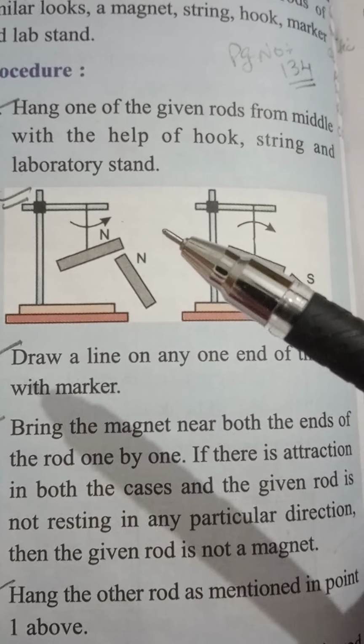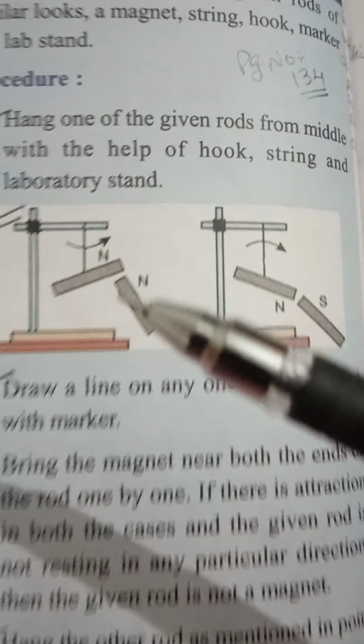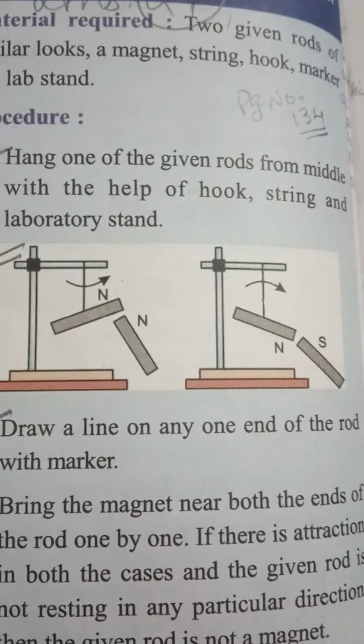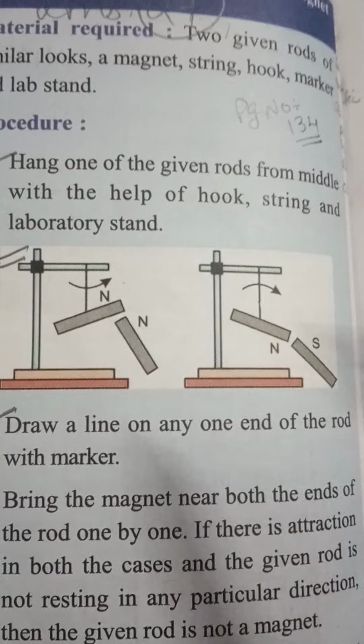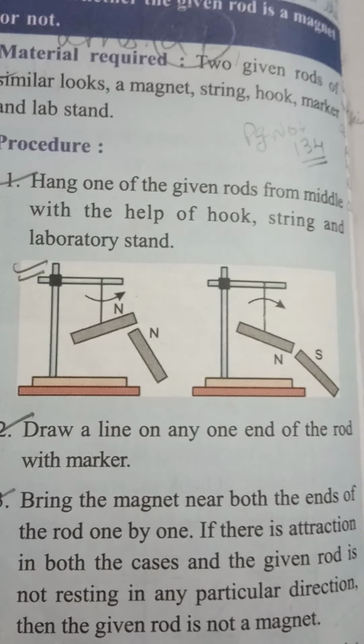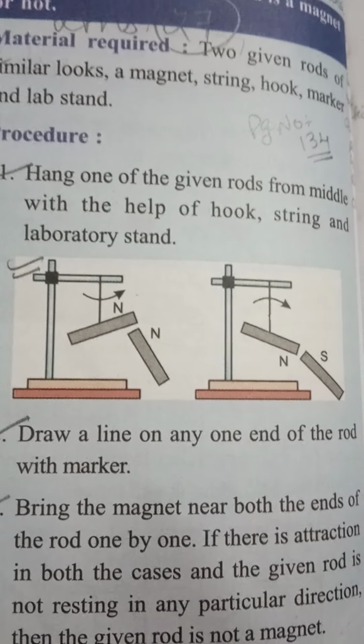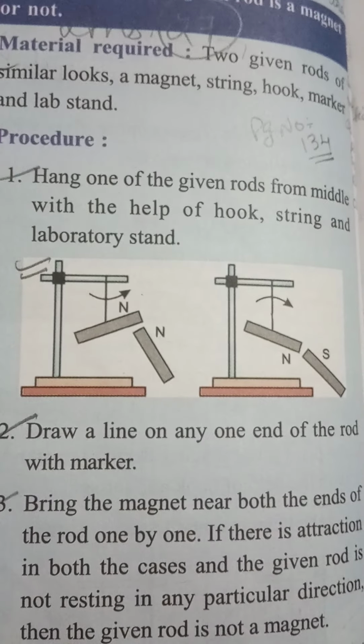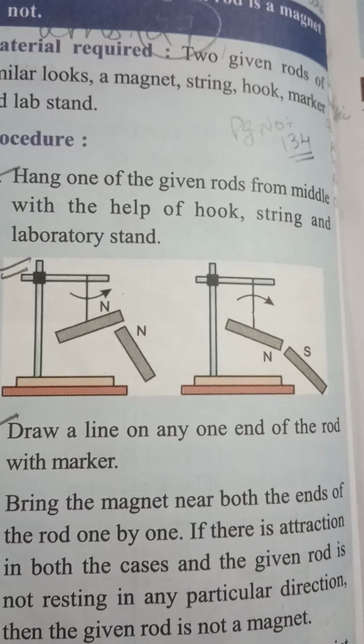So if there is attraction in both cases and the given rod is not resting, means it is moving and is not in a rest position, it may point in any direction, then we can say that this given rod is not a magnet.